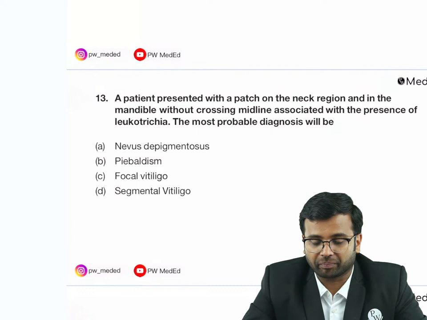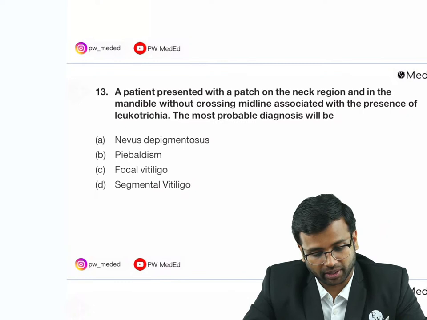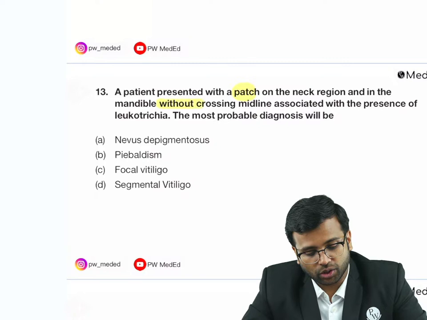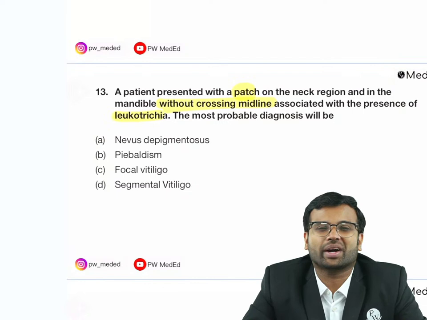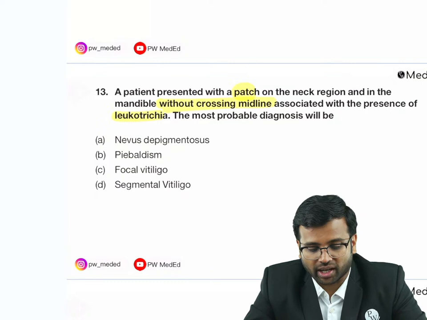So there is a patch lesion. There is no mention whether it is a hypopigmented patch or a hyperpigmented patch, but there is some clue. There is a patch and there is no crossing of the midline. And there is leukotrichia. What is the meaning of leukotrichia? Leuko means white. Trichia means hair. So there is a whitish hair along with the patch lesion. So what is the right answer? Can anybody let me know in the chat box?